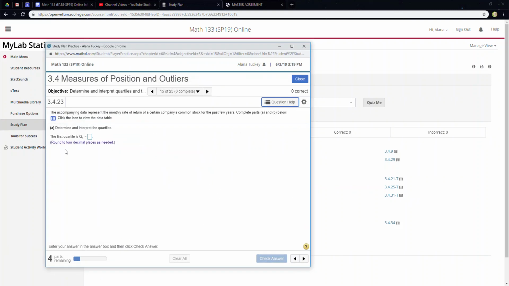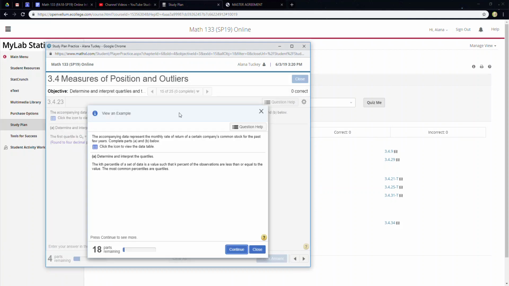Where it falls in your particular homework set, of course, varies from semester to semester, depending on what problems are put in there. All right, so I'm going to click on Question Help, and I'm going to view an example, and I'm going to go over the example. It says the accompanying data represent the monthly rate of return of a certain company's common stock for the past few years. Complete parts A and B below. Part A is determining and interpreting the quartiles, and B is finding any outliers.